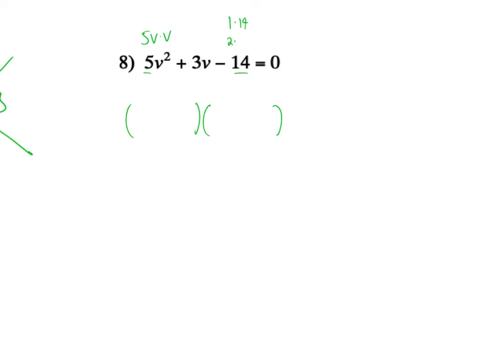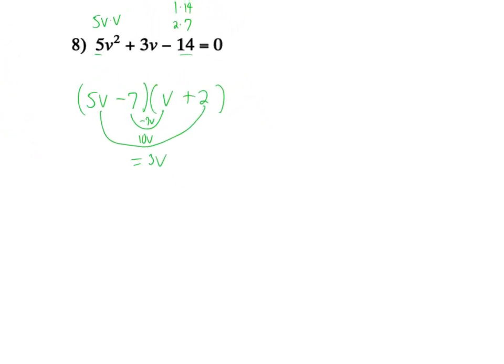Good. All right, so we need 5v and v. See if you can figure out what's going to go in the middle here. All right, if you did this right, you should have gotten minus 7 and plus 2, because that would be negative 7v, and this would have been 10v, which equals 3v.